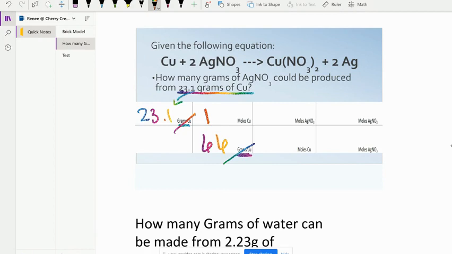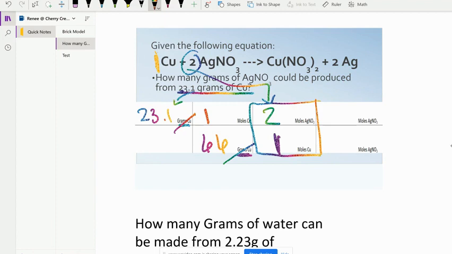Now that I'm in moles, I can do my mole to mole ratio and get from copper into my silver nitrate. This is the only step where our numbers come from the balanced equation. If I look here, I can see that I have 2 moles of silver nitrate from my balanced equation and 1 mole of copper from my balanced equation.